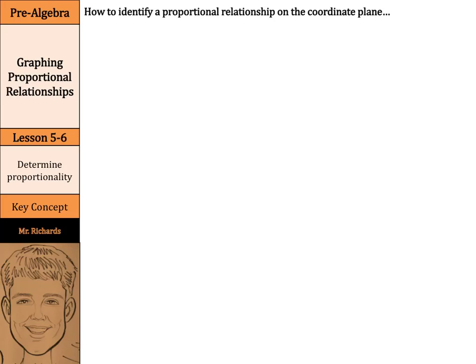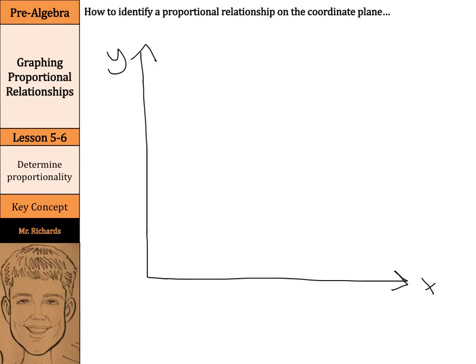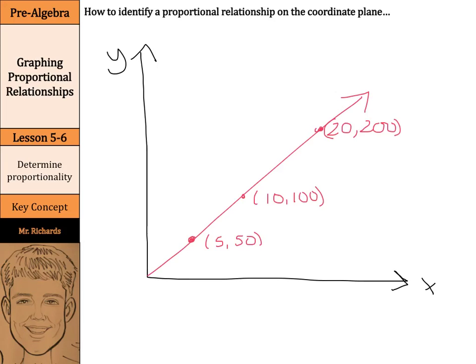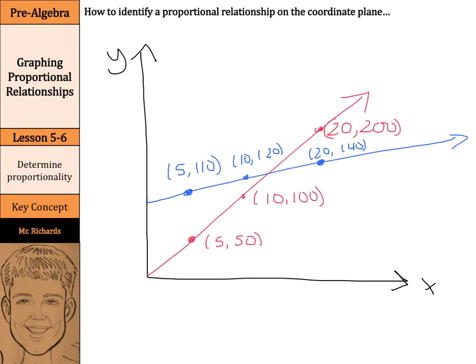Speaking of identifying, how can we identify a proportional relationship on the coordinate plane? Well, first we need a coordinate plane. All right, there's one. Then we need at least two lines to be able to compare what's proportional and what's not. There's one line, and here's the other. One of these represents a proportional relationship and the other does not.